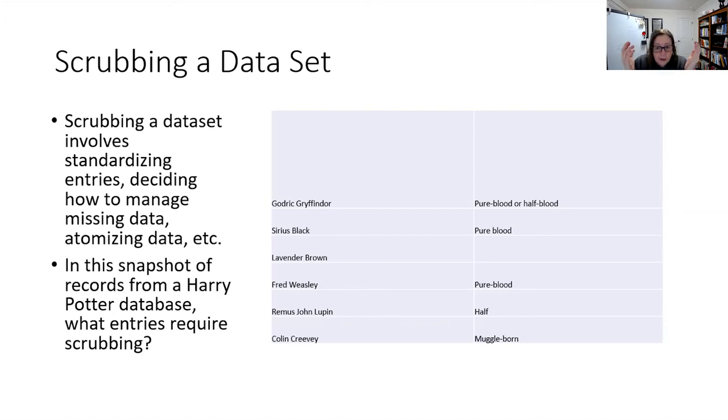Well, lavender doesn't have an entry. How are we going to handle no entries? It matters. We need to standardize. So we might have to drop a record if this missing data is critical. It may kick the entire record off, this whole row we would throw out.